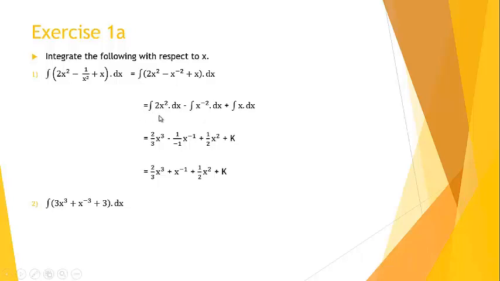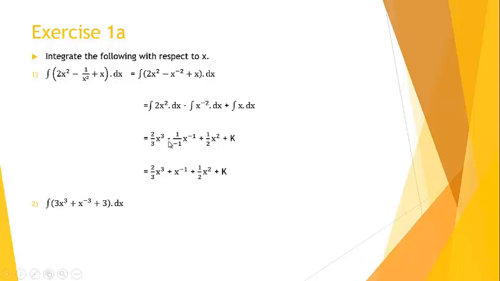So when we integrate each of these terms, the constants that are with the x term stay the same, and only the integral is done to the x terms. So if you consider 2x squared, the 2 stays the same. We add 1 to the power and divide by the new power, which is 2 over 3 x to the power 3. And then moving on to the next term, we add 1 to the negative 2, which becomes negative 1, and we divide by the new power, which is 1 over negative 1.